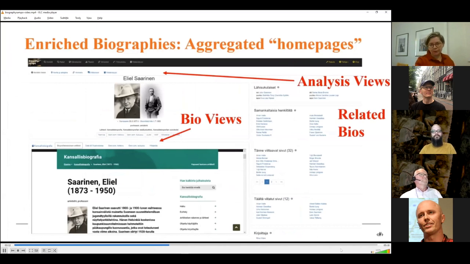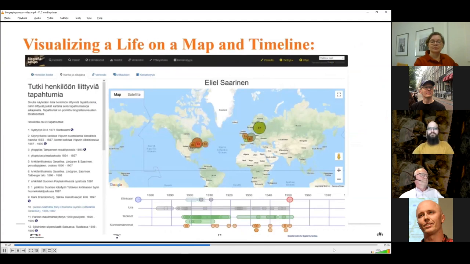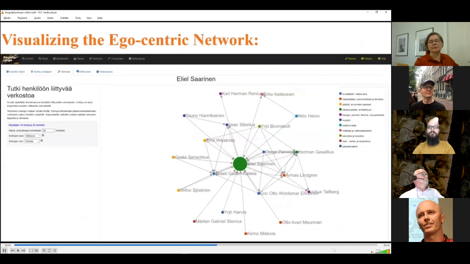Here the homepage of Eliel Saarinen, a prominent Finnish architect, is seen with 6 biographical descriptions and 5 data analytic views illustrating his life. Biography Sampo has also provided additional recommendation links to various related biographies. The lives are represented as sequences of spatio-temporal events that the person has participated in in different roles, based on an extension of the CIDOC CRM data model. For example, here the events of Eliel Saarinen are depicted as a list, on a timeline, and on a map. By clicking on another tab, the egocentric network of Eliel Saarinen is visualized.